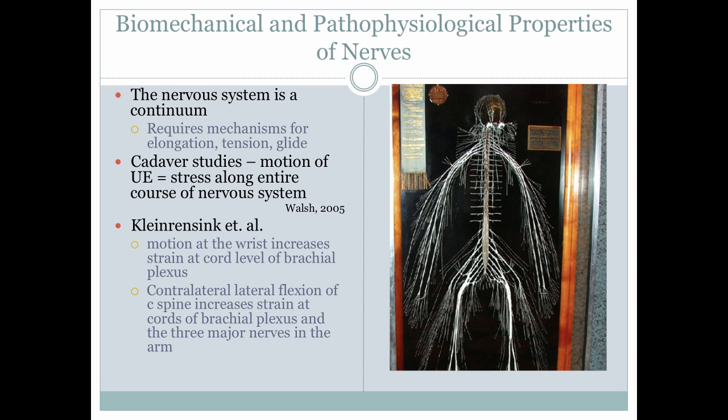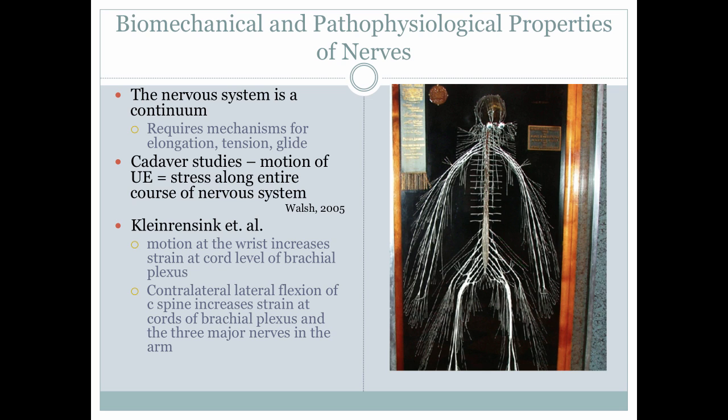A couple other things that have helped us understand how stress is applied throughout the nervous system, throughout the tissue, come from some cadaver studies. The first one there, by Walsh, showed that motion of the upper extremity causes stress along the entire course of the nervous system. And so it becomes really challenging because we might be applying movement at a distal portion of a limb or a proximal portion of a limb, and we might be stressing the nerve along the area that it courses at a point that is further away from where we're applying that movement. That's just something we need to keep in mind as we're trying to perform a neurodynamic assessment.